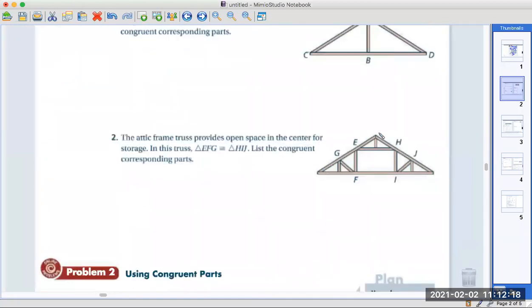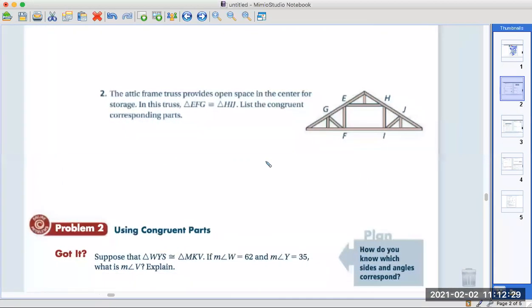This is a roof, a truss. It's called a truss. So if you build a house, you're going to a truss yard and they'll sell you those prefab trusses, and that's how you build your roof. Notice we got some triangles going on here, several, the big one and then the smaller ones. The attic frame truss provides open space in the center for storage right here.